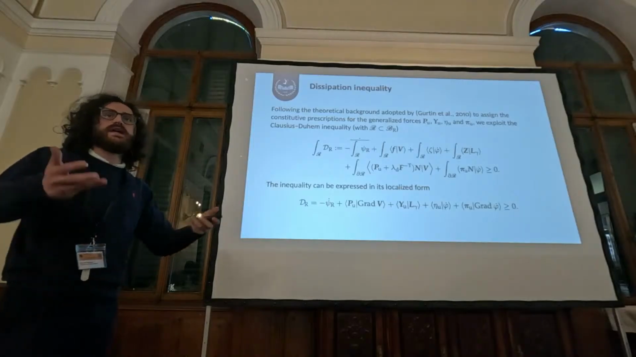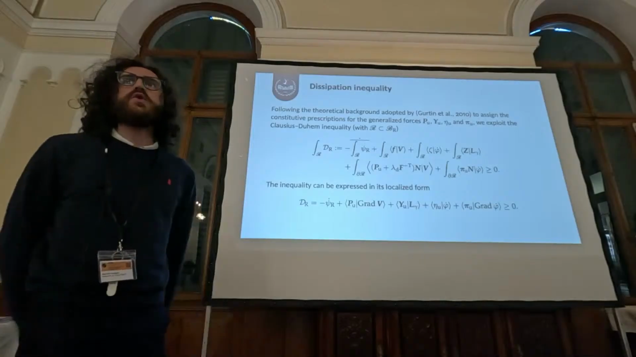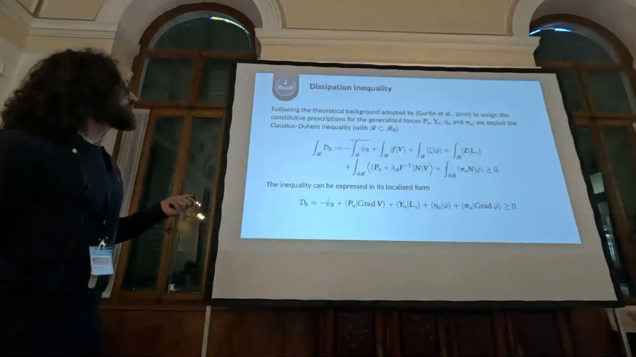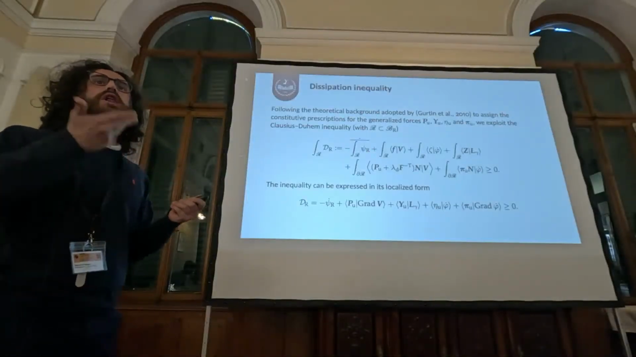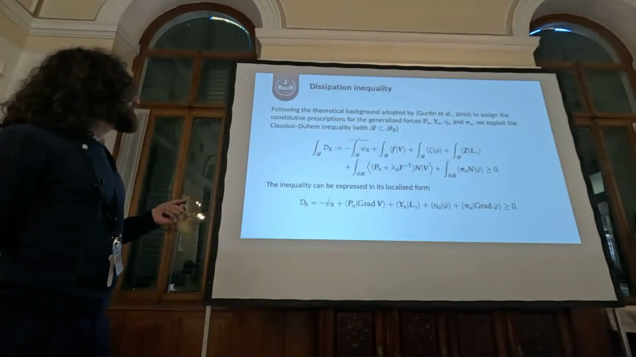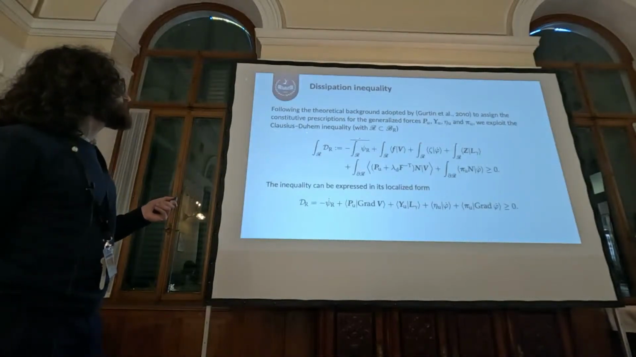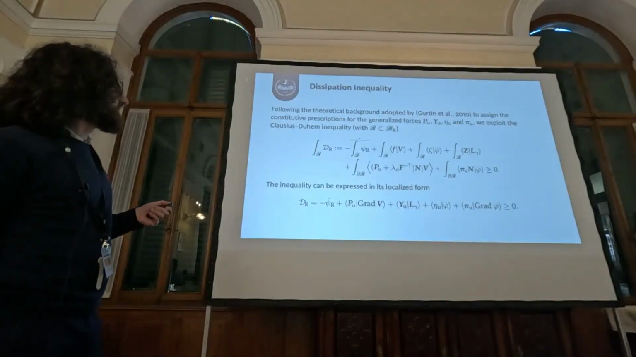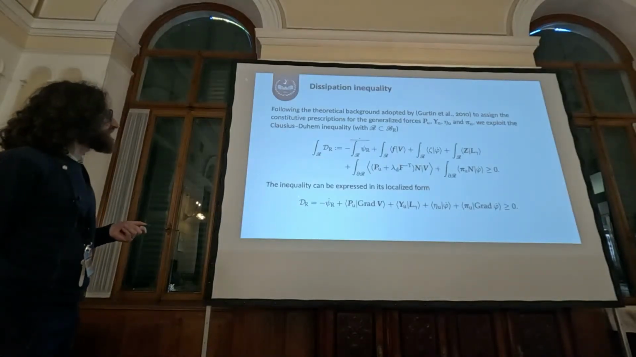After that, we notice that we have more unknowns than equations, so we need to do some constitutive assignment. We follow the theory adopted by Gurtin, which has its roots, of course, in the Coleman and Noll approach. In fact, we are using the second principle of thermodynamics in the form of the Clausius-Duhem inequality as a constraint. This is the weak form of this inequality, and we can simply evaluate the strong form of the same inequality.